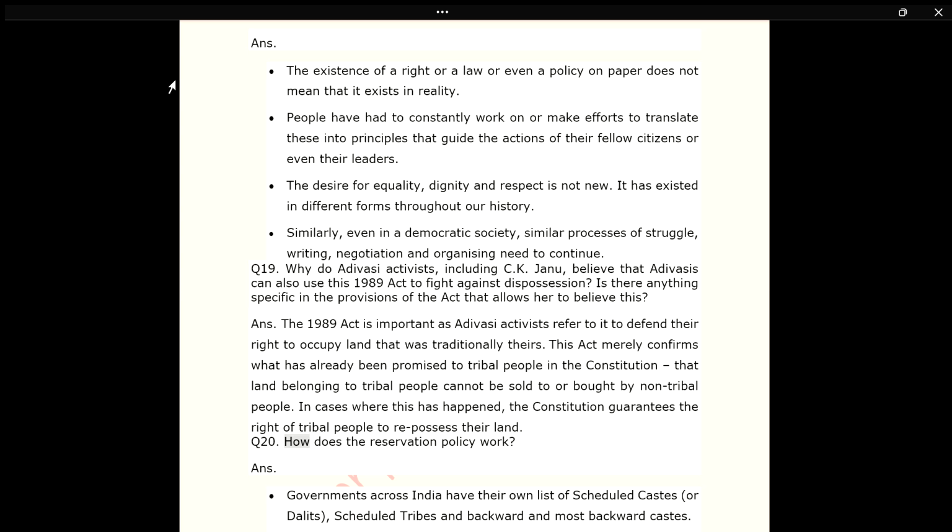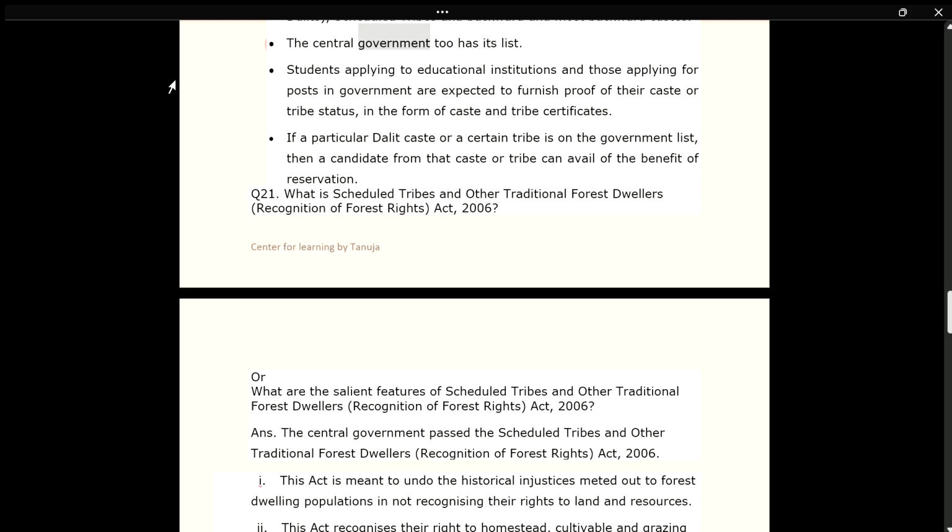Q20. How does the reservation policy work? Ans. Governments across India have their own list of scheduled castes, or Dalit, scheduled tribes and backward and most backward castes. The central government too has its list.